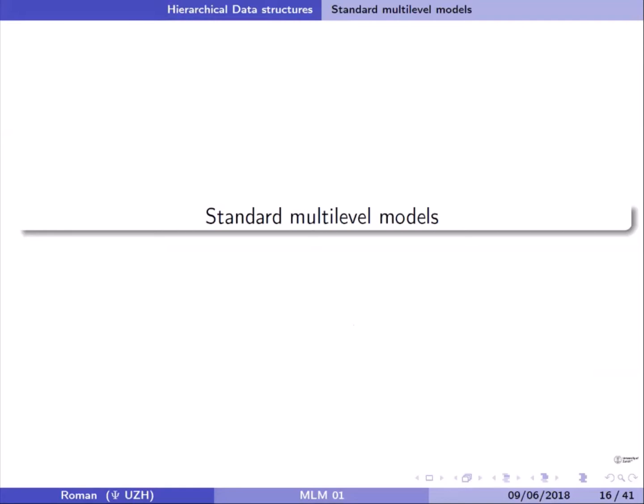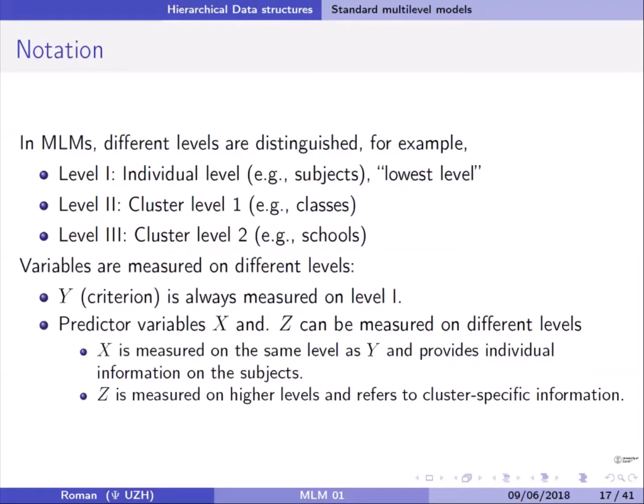Now, let's take a look at a standard model. In MLMs, different levels are distinguishable. So for example, level 1, in the cross-sectional examples we're using now, will just be the subjects. Each subject has an individual score. Level 1 is that level. So if we have subjects and classes, level 1 is the individual students. Level 2 would then be the classes. So all of these students each belong to a class.